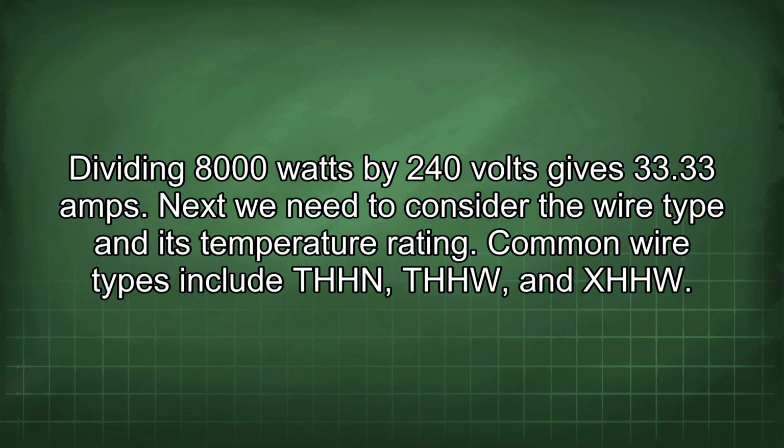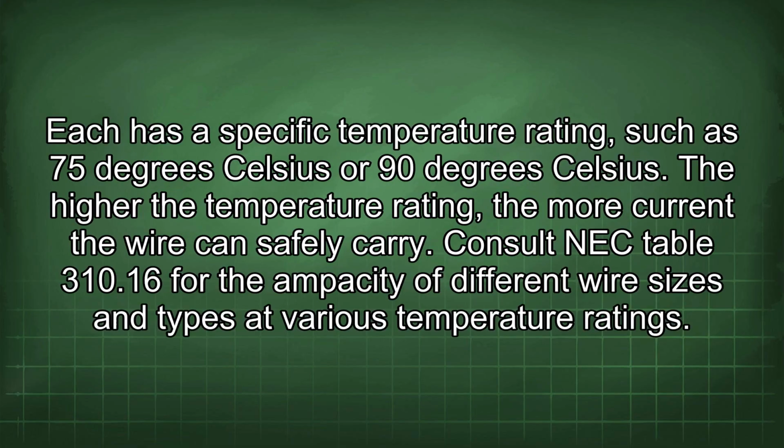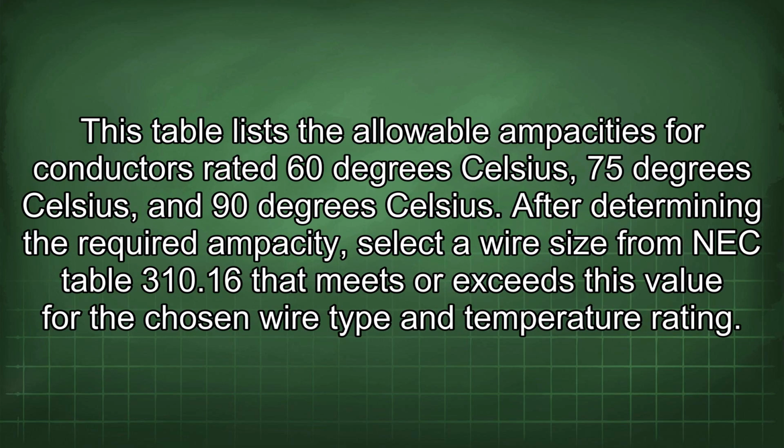Next, we need to consider the wire type and its temperature rating. Common wire types include THHN, THHW, and XHHW. Each has a specific temperature rating, such as 75 degrees Celsius or 90 degrees Celsius. The higher the temperature rating, the more current the wire can safely carry. Consult NEC Table 310.16 for the ampacity of different wire sizes and types at various temperature ratings. This table lists the allowable ampacities for conductors rated 60 degrees Celsius, 75 degrees Celsius, and 90 degrees Celsius.